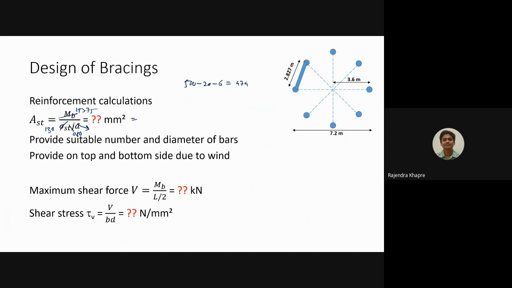बराबर है ये? Okay, how much is the AST? Please give me the values. 1030.32. Are you sure? Check करो. 153.